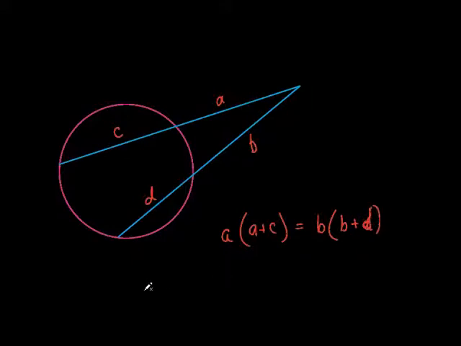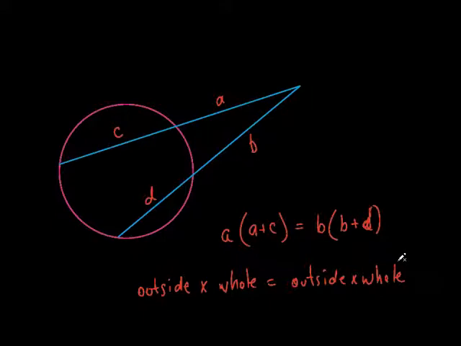So really, I like to say this. I like to say the outside times the whole thing equals what? The outside times the whole thing of the other one. Make sense? So if I take the outside segment, which is this, and I multiply it by the whole entire segment, the whole entire secant, if you want to call it that, all right, and that's going to equal the same thing on the other side, the outside times the whole thing. Let's put some numbers in. Let's do a quick little example. And we got one more to do after this, but it's really, really close to this.